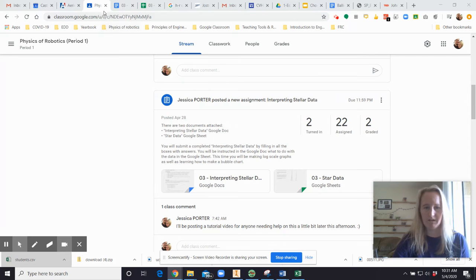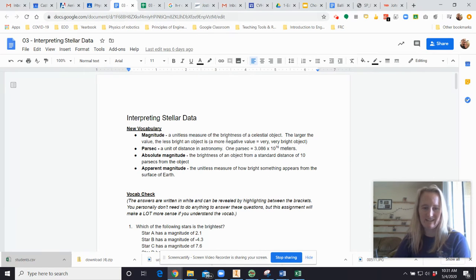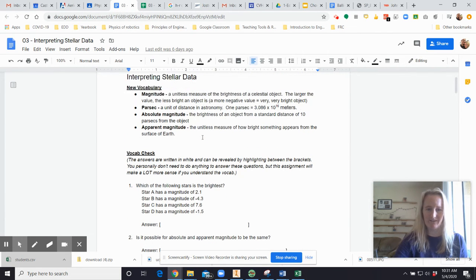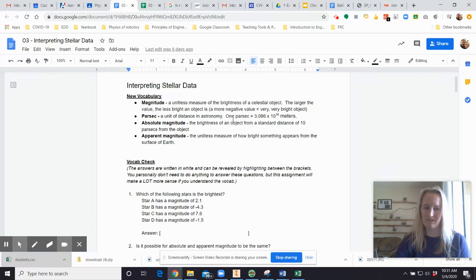So if you open up the interpreting stellar data, what I give you here is some vocab. These are the definitions. Magnitude is a unit of measure of the brightness of a celestial star. The larger the value, the less bright the object. However, a more negative value is a very, very bright object. So basically it starts from the negative end, being very bright, and as it goes to the positive, like higher, it gets less bright.